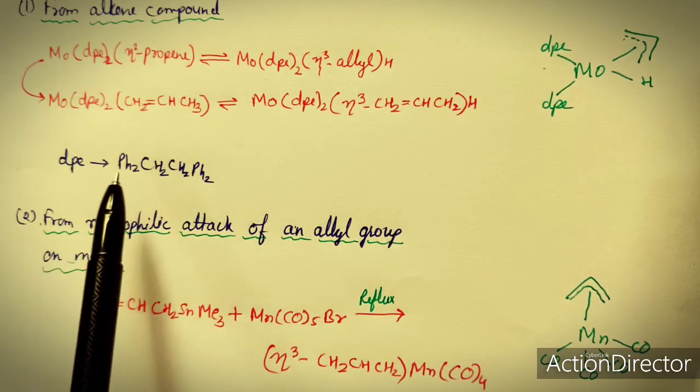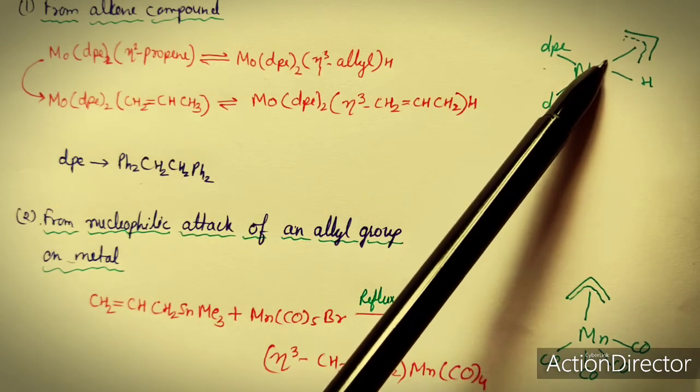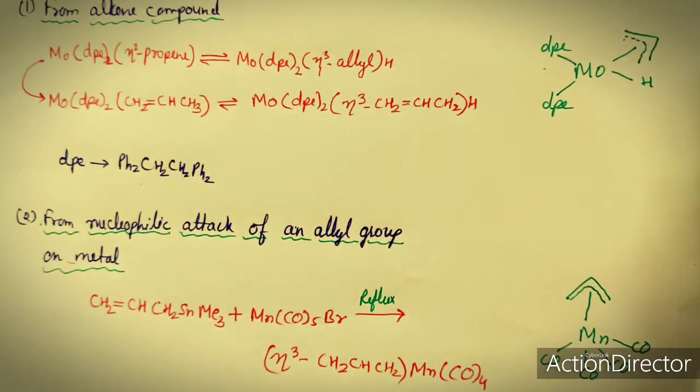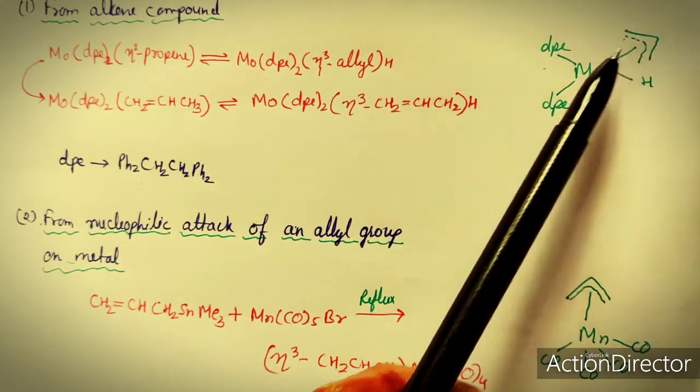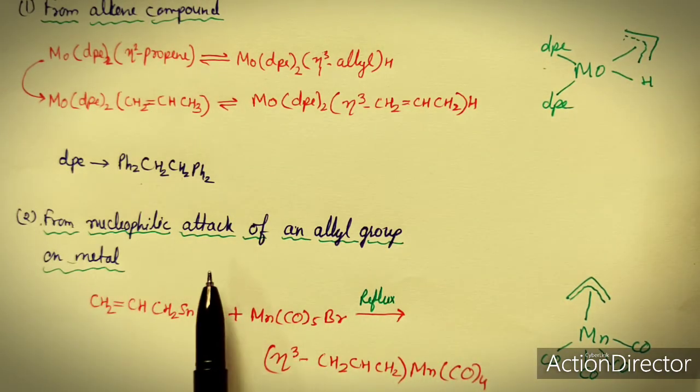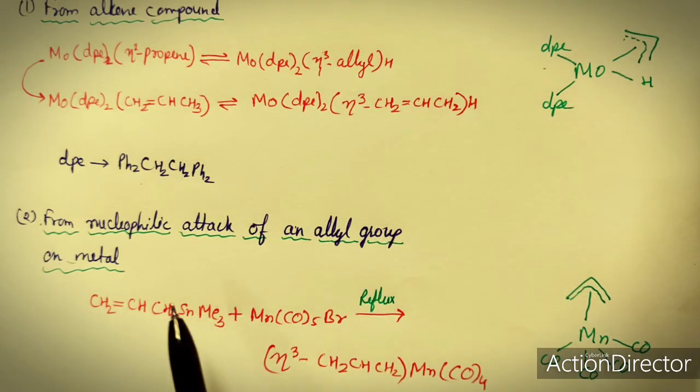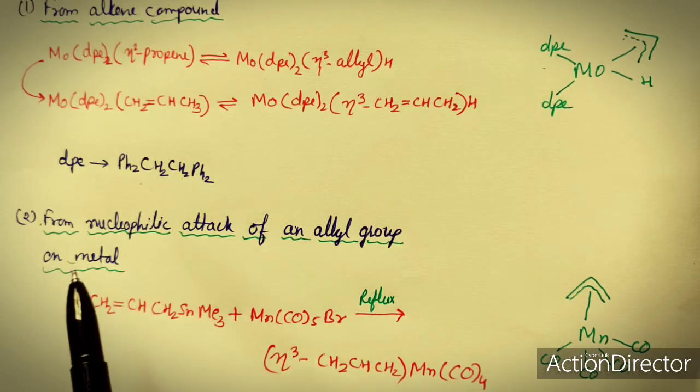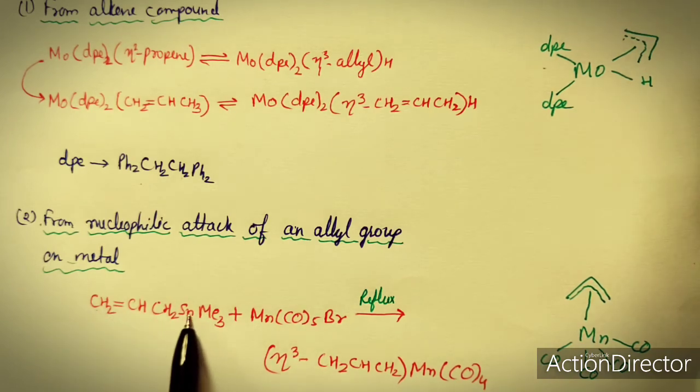This DPE ligand is this, and this is the eta 3 type of ligand. Now the second method is from nucleophilic attack of an allyl group on the metal. So the allyl group will attack on the metal atom as a nucleophilic attack. So this is an allylic complex, and when it reacts with a halo carbonyl compound, and by refluxing it, we can synthesize the metal allylic complex.